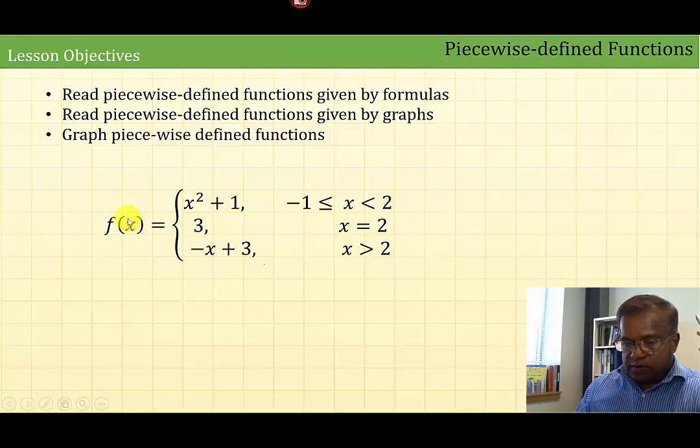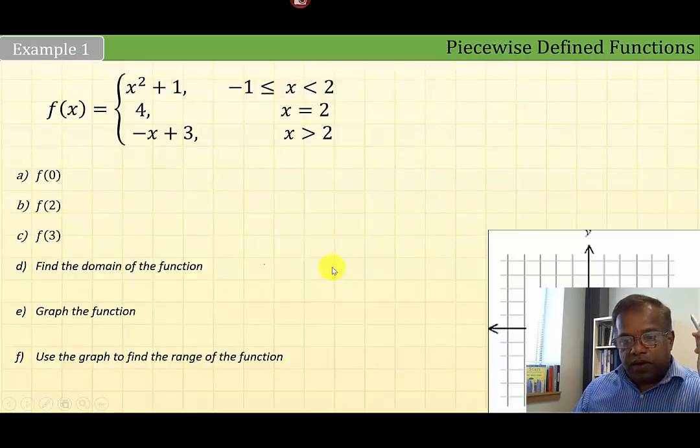Now f of x is equal to x squared plus 1 if x is in this interval, and f of x equal to 4 if x equal to 2, and f of x is equal to negative x plus 3 if x is greater than 2. So let's read this function that we have right now. So first thing, we need to find f of 0.